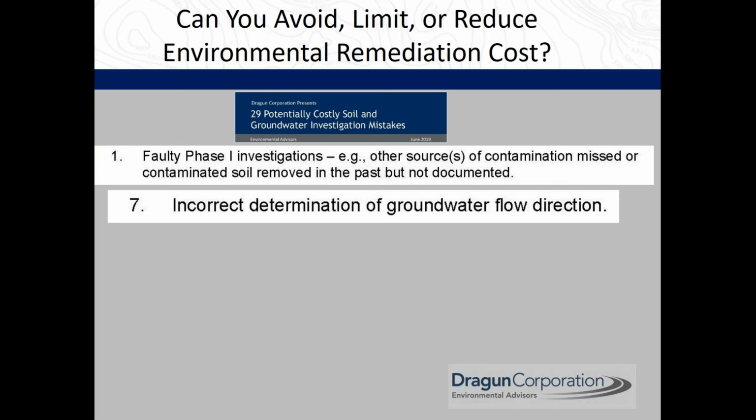Incorrect determination of groundwater flow direction. This is the basic thing that you teach in Groundwater 101, how to figure out which way the groundwater is flowing. But sometimes people get it wrong for various reasons. Could be surveying, it could be just they don't know how to do it properly, could be that they haven't defined all the aquifers, that sort of thing. Next, please.